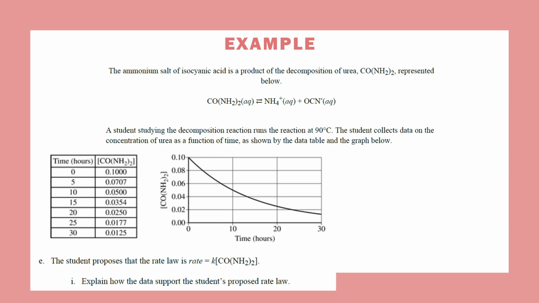Okay, so we have urea decomposing into ammonium and the OCN negative here. For this decomposition reaction, we have the time and the concentration, and the student proposes that the rate law is rate equals K times that, and asks us to explain how the data support the student's proposed rate law.